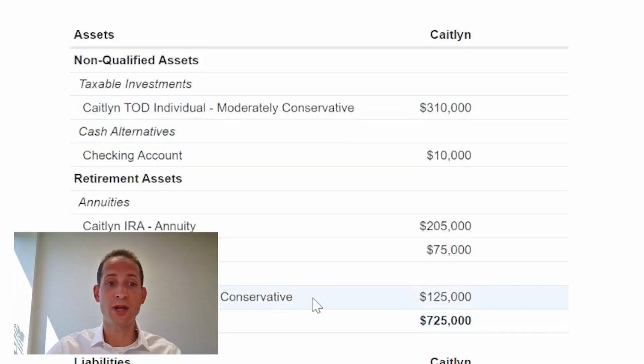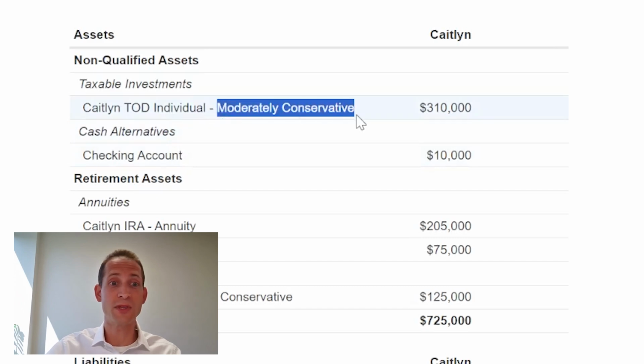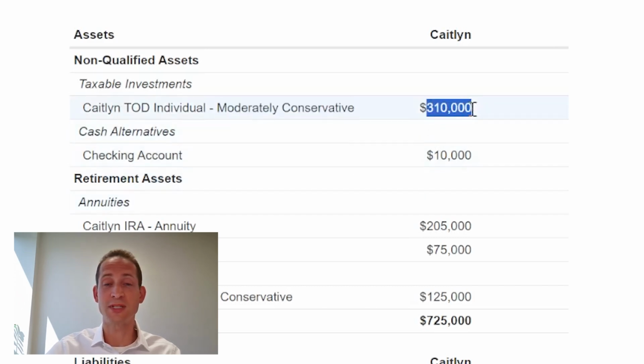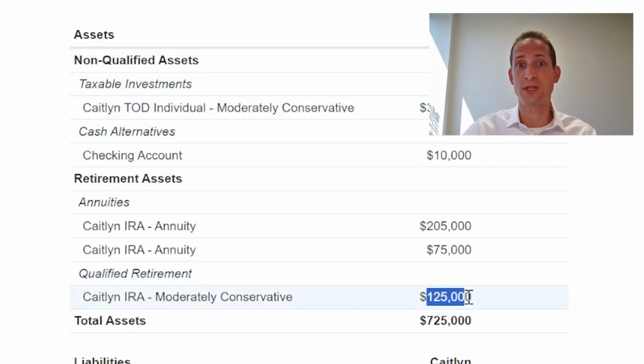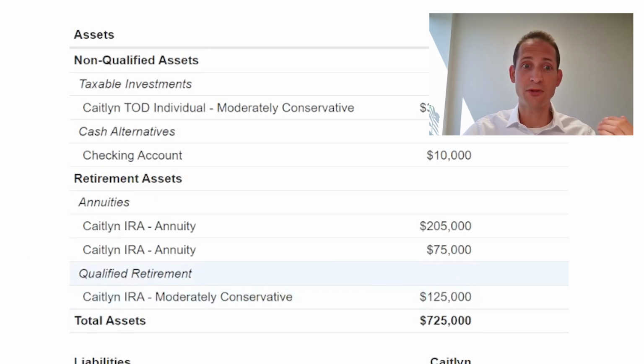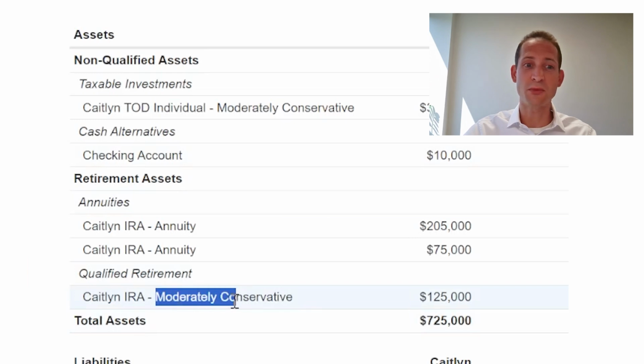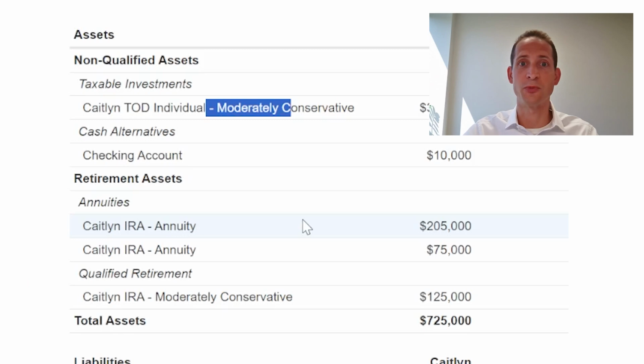Same thing with her IRA here. I mean, if she did need some extra money, she's going to go to this bucket first, and she has $310,000 in it, which means she has to spend all of that $310,000 before we would even look to go to that IRA bucket to supplement her income further. So again, unless moderately conservative is the riskiest that she's comfortable getting, then this account at a minimum should probably be one step above where her TOD or individual bucket would be. So those are just initial things jumping off the page here.